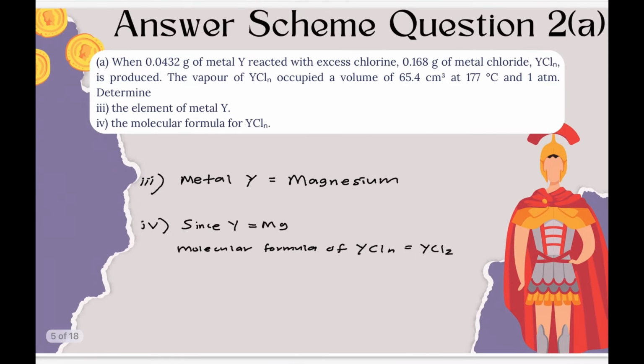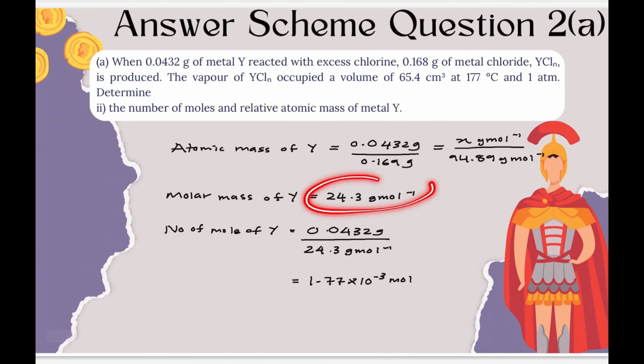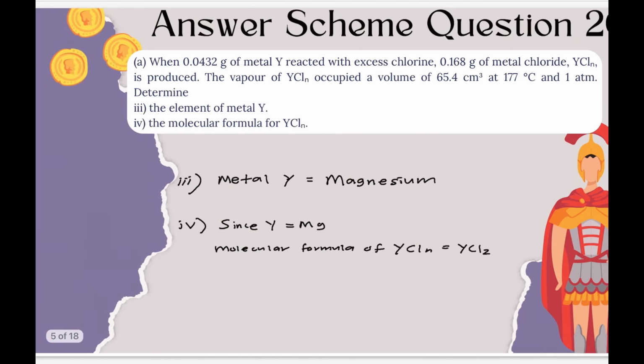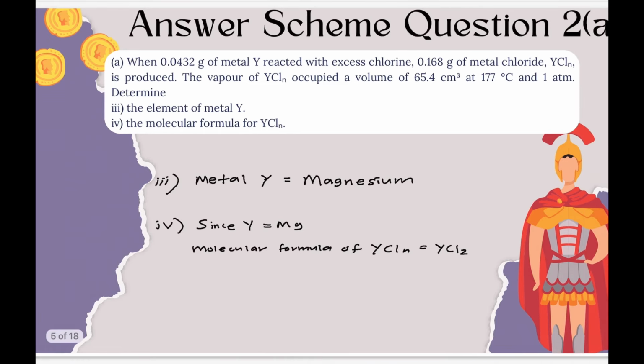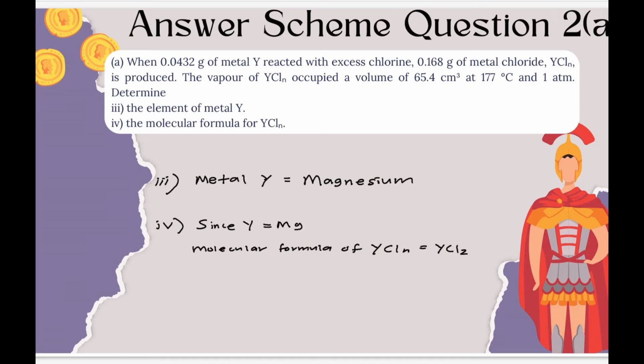Alright, for the next part of 2A, the molecular formula of YClN, and you also have to know what metal Y is. Based on the molar mass, if you check the periodic table or the table with proton numbers and masses, metal Y is actually magnesium. Since Y is magnesium, the molecular formula of YClN is actually YCl2, because Mg is 2 plus and Cl is minus, so when combined it is MgCl2.